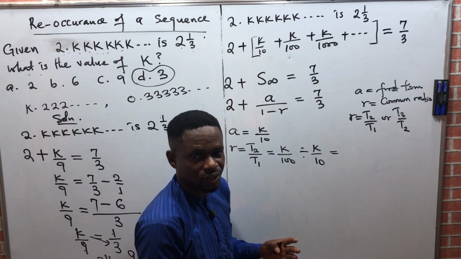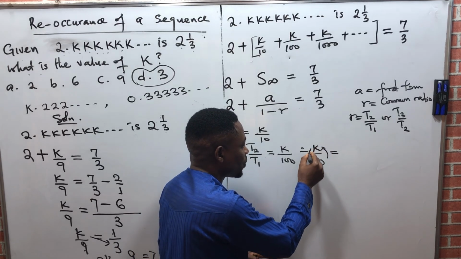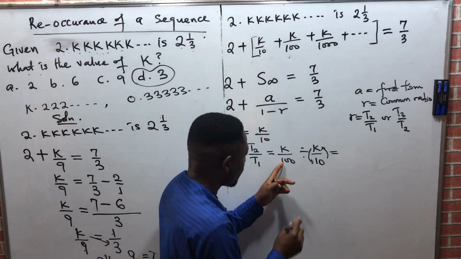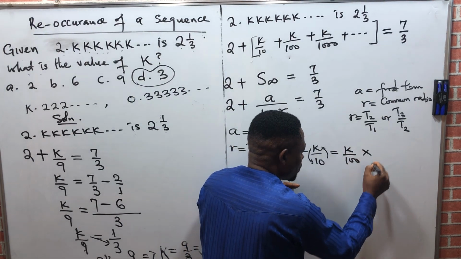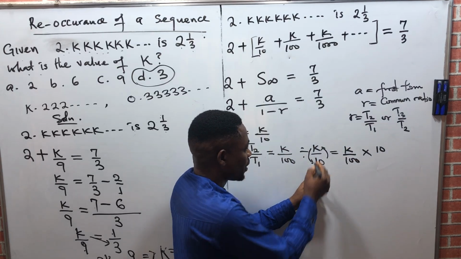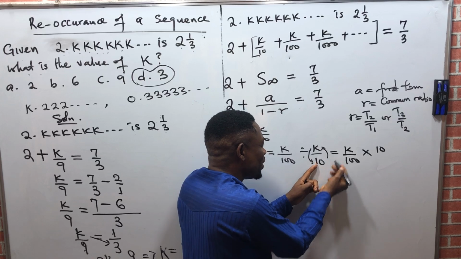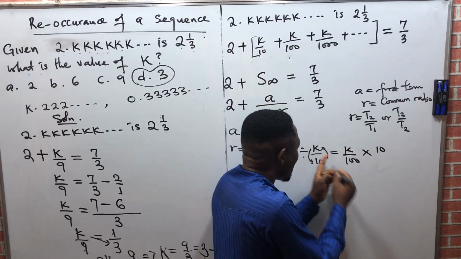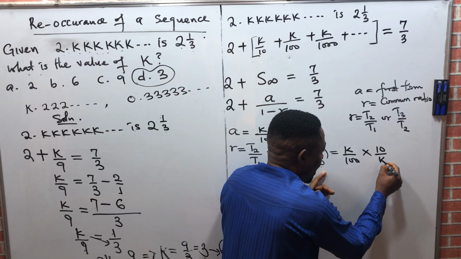When you see division, change it to multiplication. Then inversion will take place. Are you with me? Watch this. I will now have K all over 100. I will now multiply. The up one will move to the numerator, which is 10. The down one will move to the numerator, which is 10. And the up one will now go down to the denominator, which is K. Are you there now?